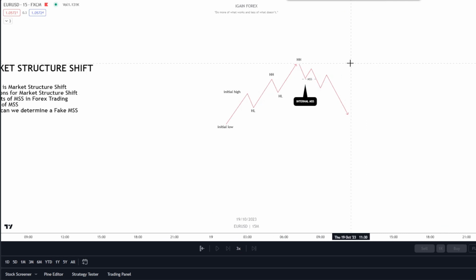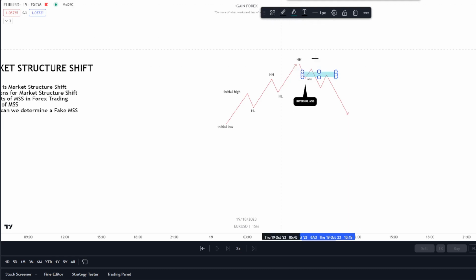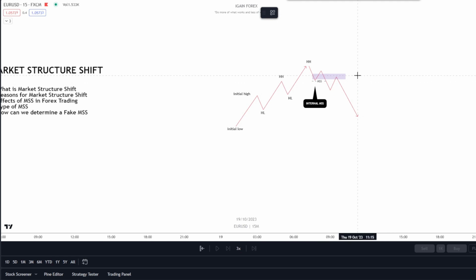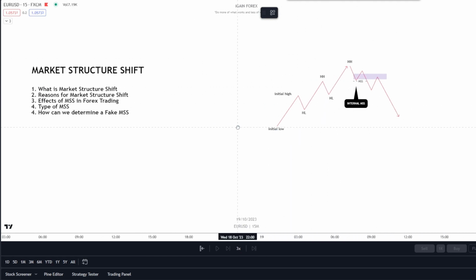And then for me, I'm just looking at this breaker block here for my entry. Breaker block or FVGs, imbalances. That's my entry there. So those are the two types I'm looking for when I am trading: the common and this internal market structure shift. Okay?